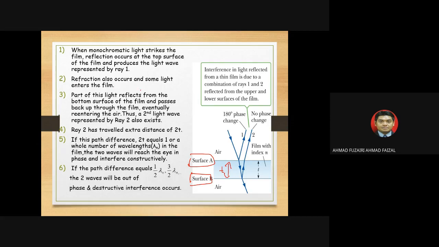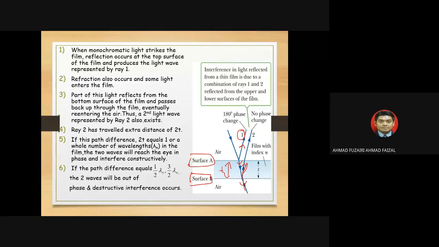Okay, remember, before this we learned about the behavior of light, especially when it encounters a different medium. Some light will be reflected and some light will be refracted, akan terbias dan terpantul. Terpantul is considered to be ray 1, yang terbias itu akan masuk ke dalam dan akan berlaku lagi sekali. Ia akan berlaku lagi sekali reflecting dan akan ada yang akan refract juga.